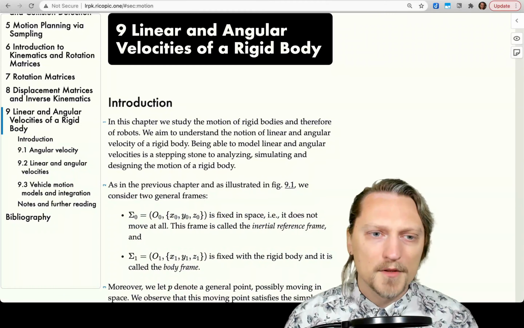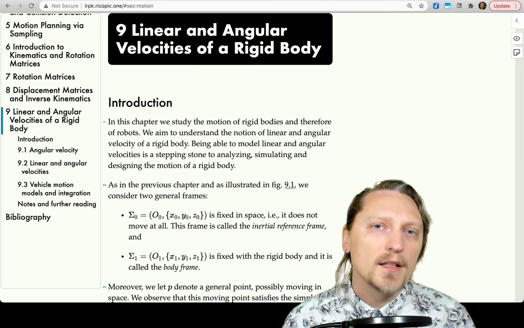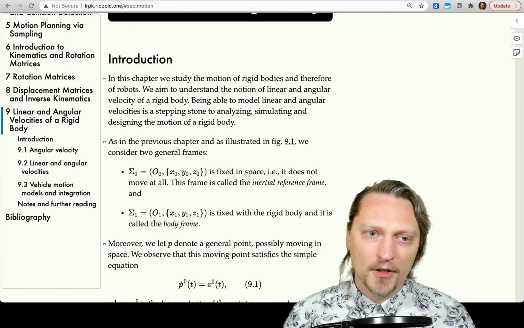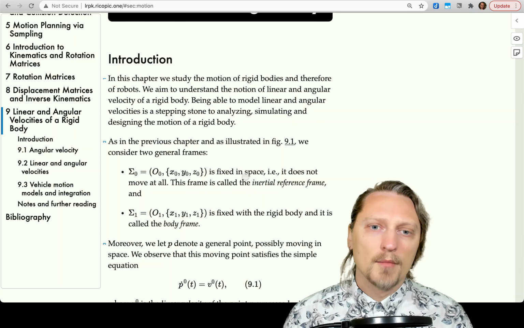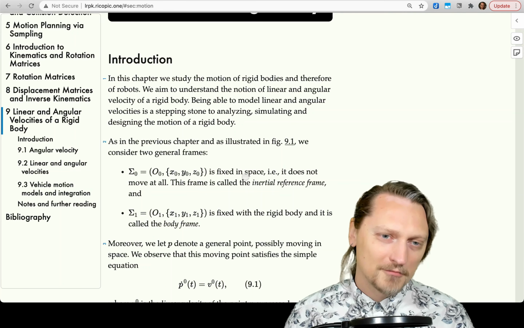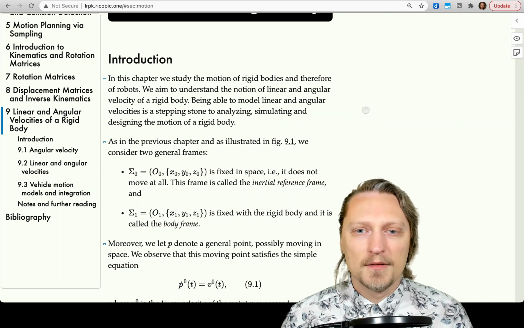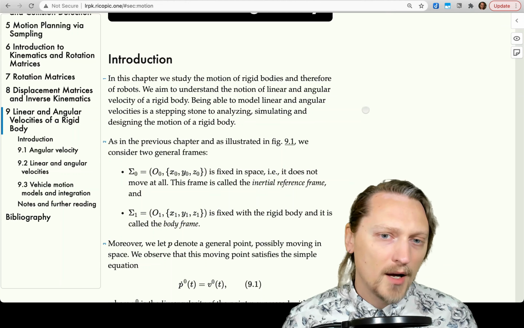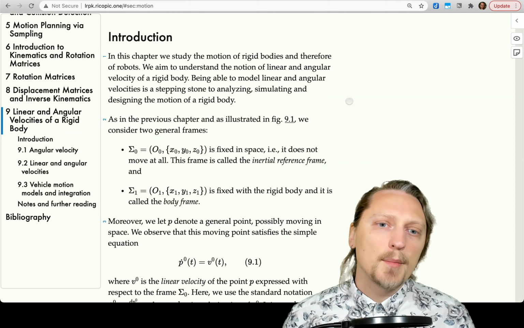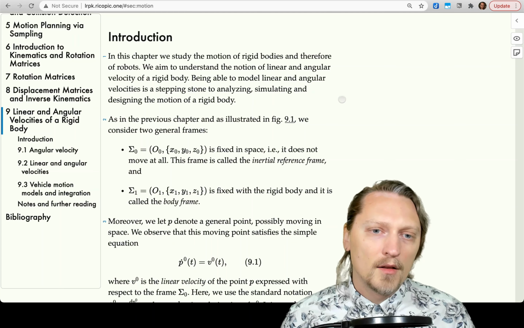All right, welcome to the introduction to Chapter 9, Linear and Angular Velocities of a Rigid Body. Here we are. Short introduction. In this chapter, we study the motion of rigid bodies and therefore of robots, which are composed of rigid bodies. We aim to understand the notion of linear and angular velocity of a rigid body.